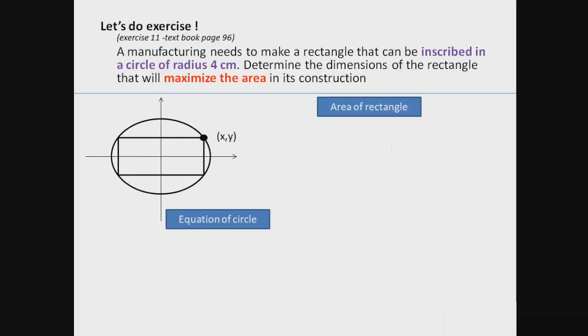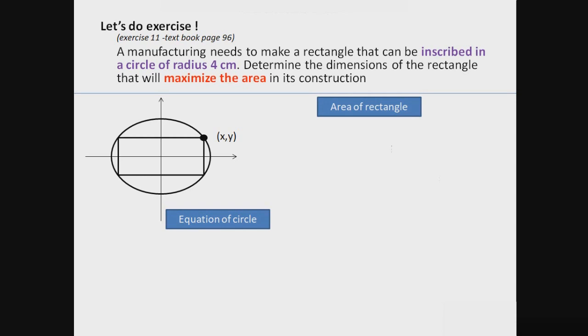Okay, now exercise 1. A manufacturer needs to make a rectangle that can be inscribed in a circle of radius 4 cm. Determine the dimensions of the rectangle that will maximize the area in its construction. When the question asks about dimensions, it means that we have to identify and calculate all the related variables involved in any of the related formulas that we can consider as a function.